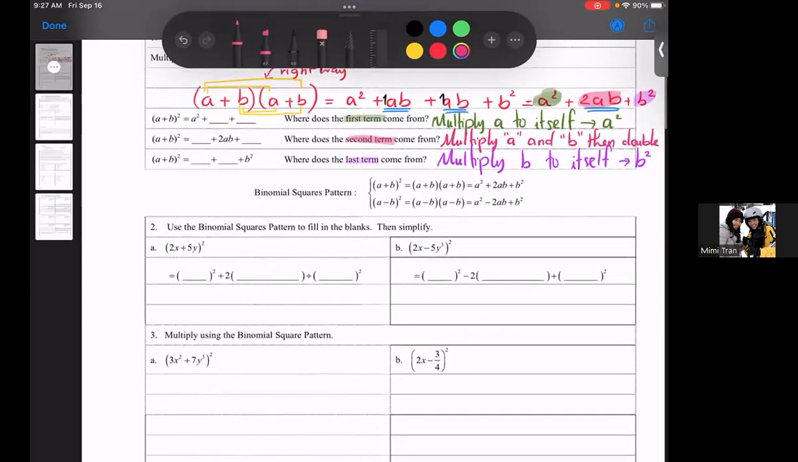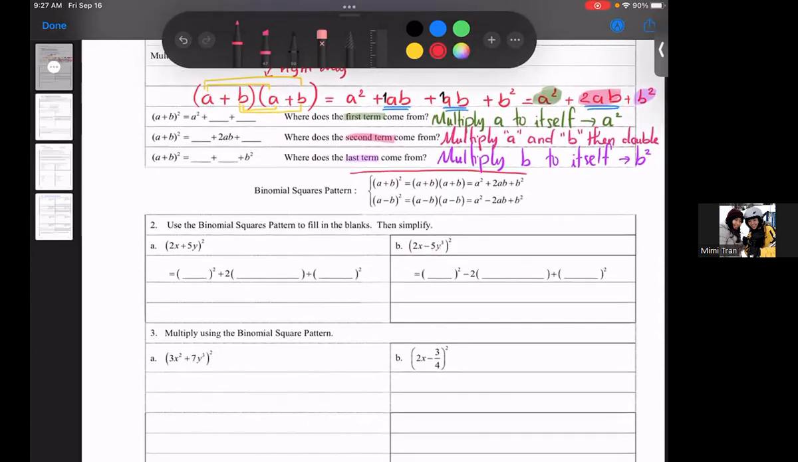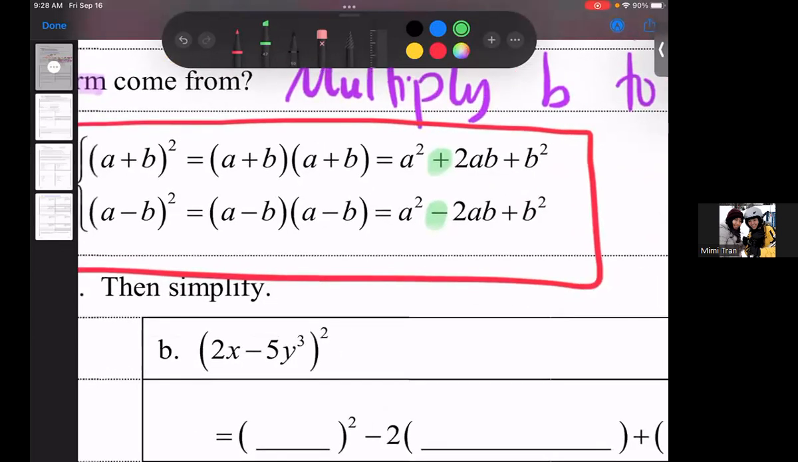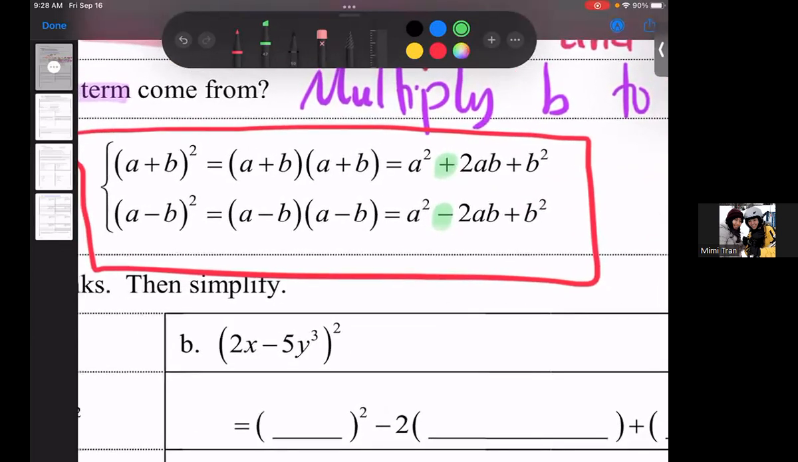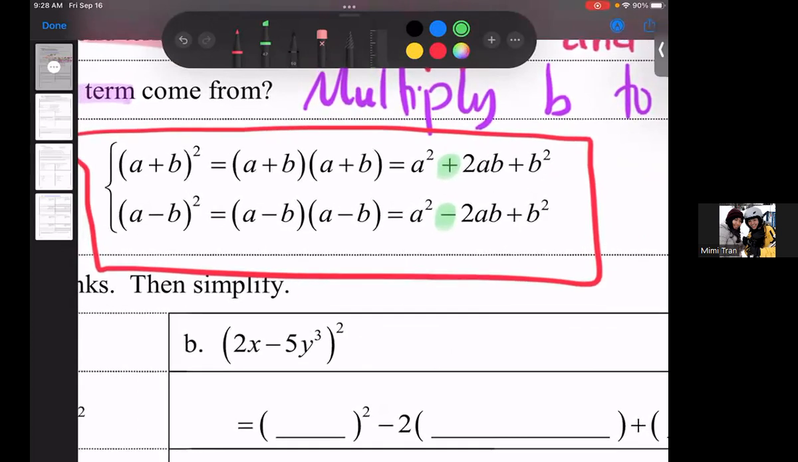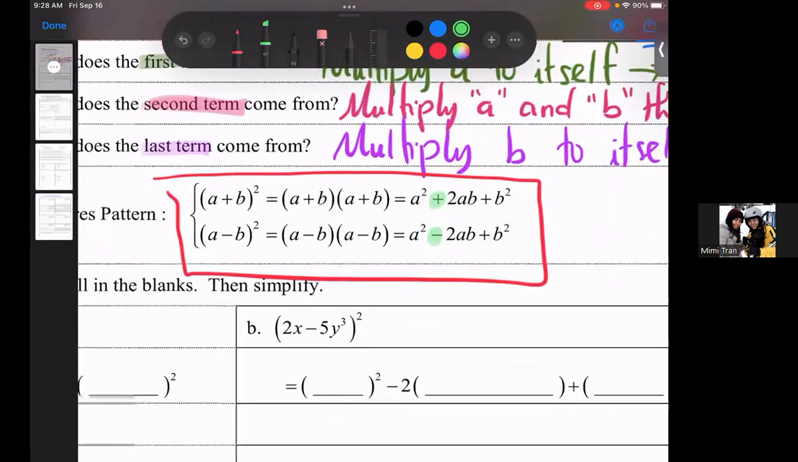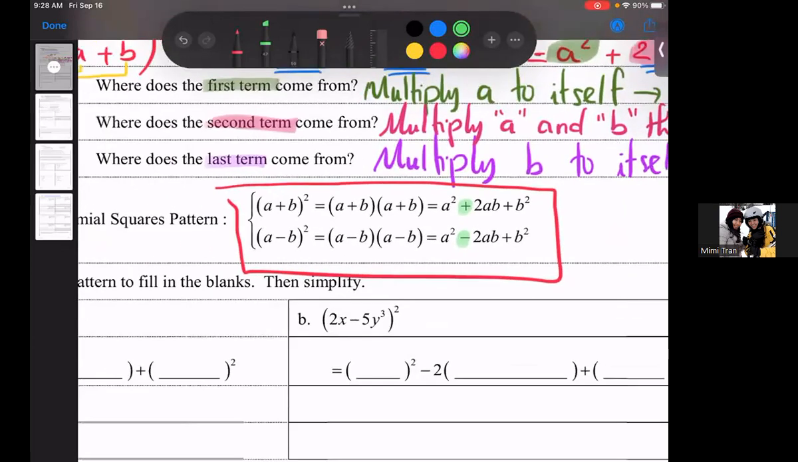All right, so let's do some math. Oh, by the way, it's the same thing with (A minus B) quantity squared, right? Let me box this one because it's important. All you do is you change the signs here, and there. That's all you do. Same thing. Multiply A by itself. Multiply B by itself. Multiply AB, double it. The only thing that changes is the sign in the middle.